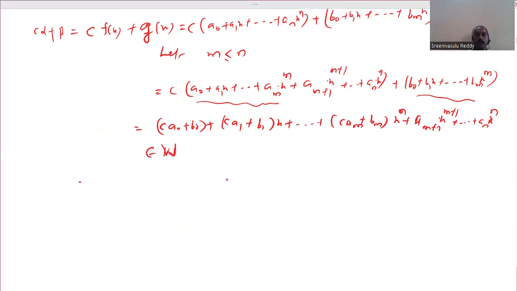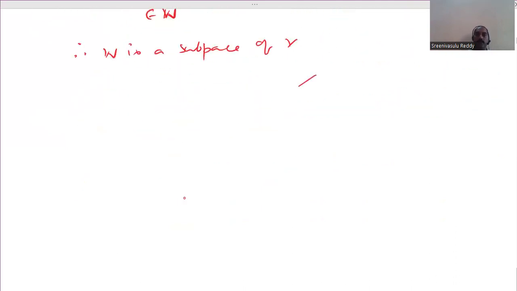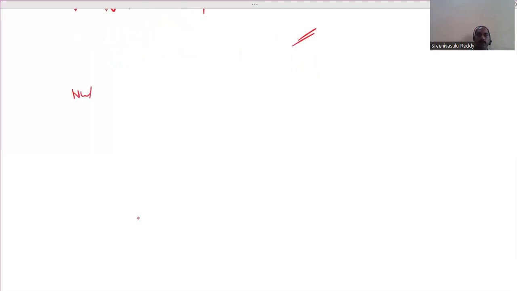Therefore, W is a subspace of V. That's all. I leave the concept of null space, but I explain what a null space is. Before going to null space, range space and null space and a linear transformation.